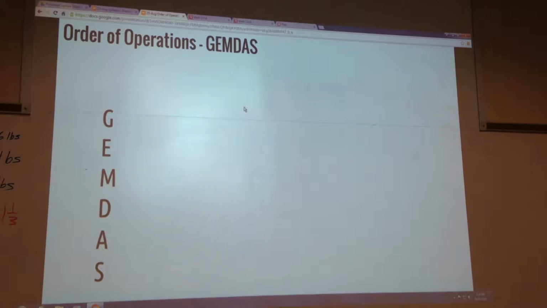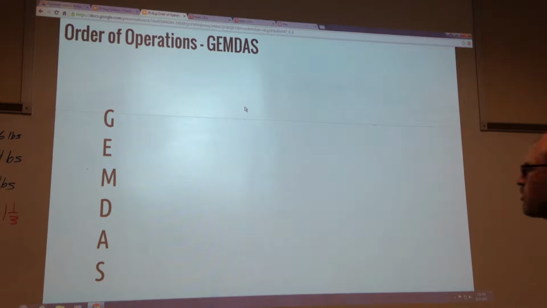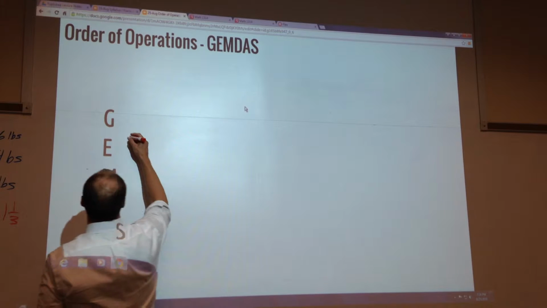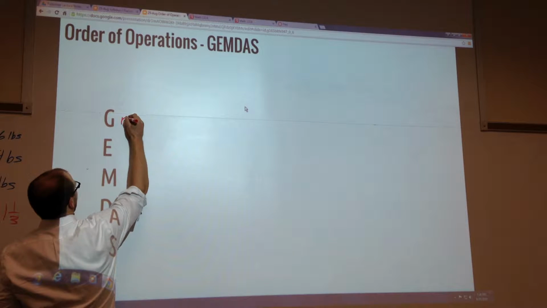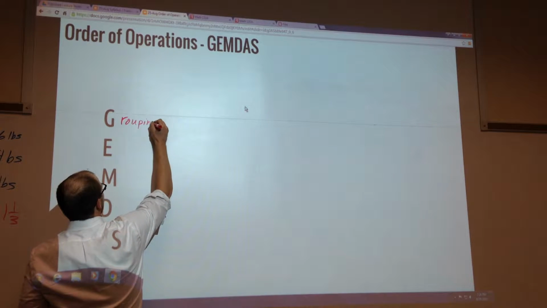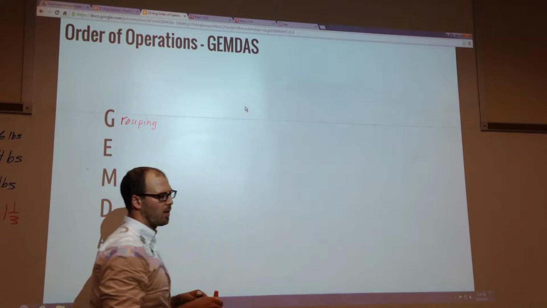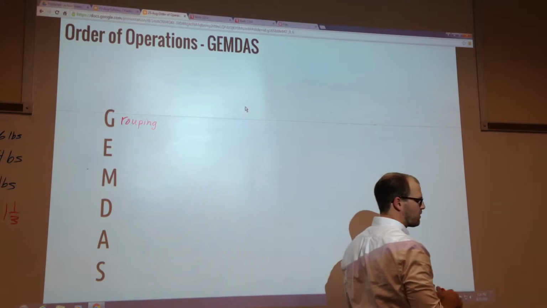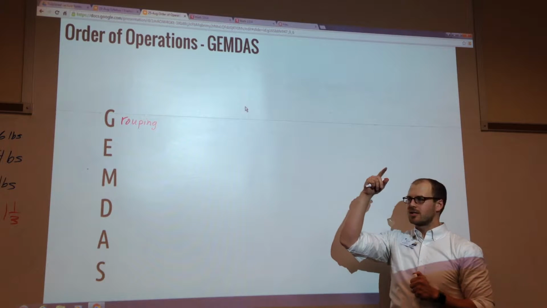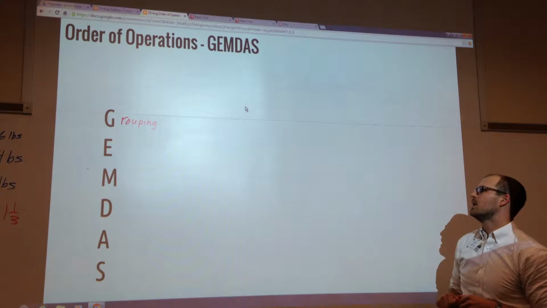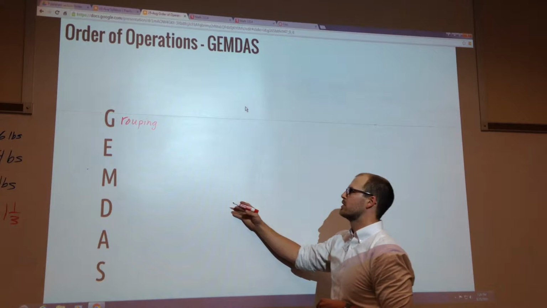So however you want to say it. Group. Yes, ding, ding, ding, grouping. So just like P stood for parentheses, G is going to be grouping. So this GEMDAS that I'm talking about is just an acronym to help you with order of operations. And by order of operations, I'm referring to the steps that you do a math problem in. The first step you're always going to look for is grouping.